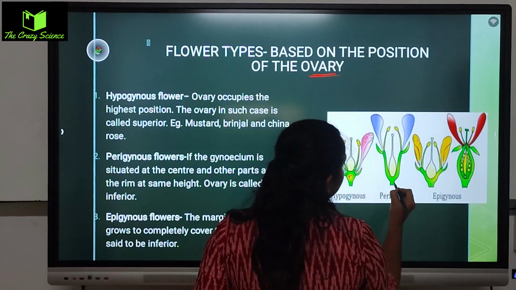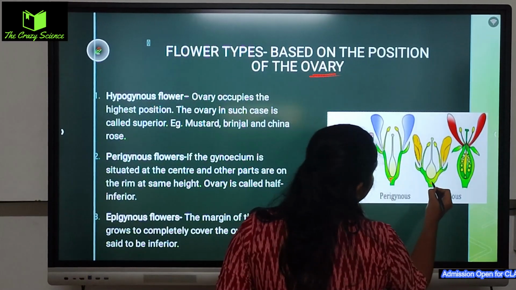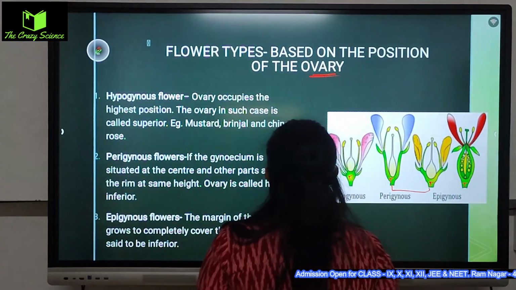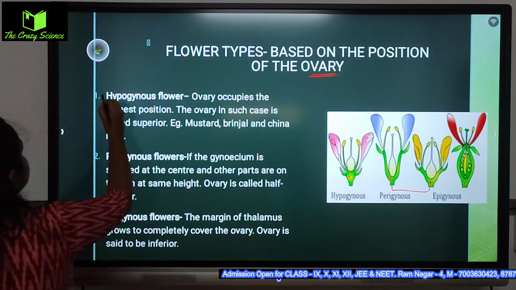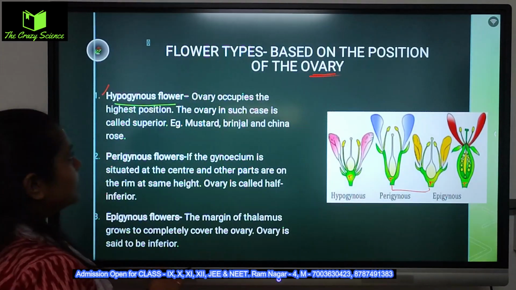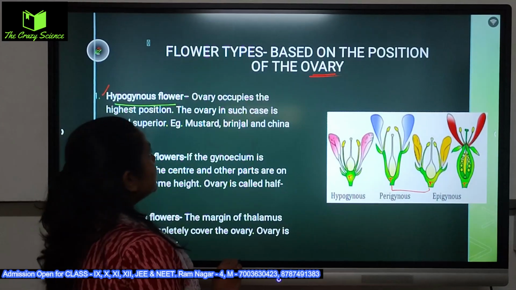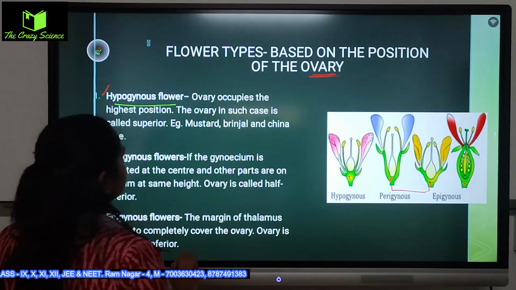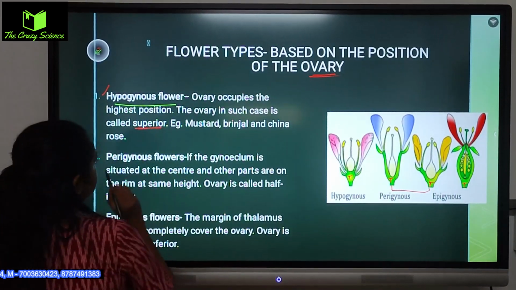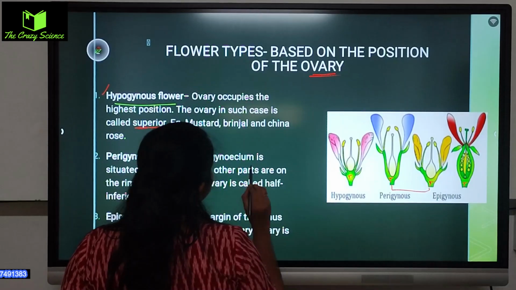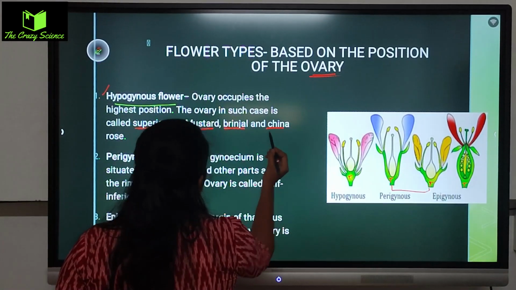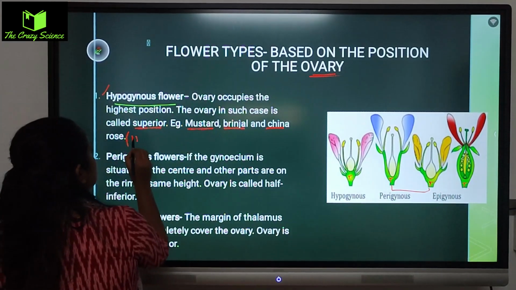তো থ্যালামাসের উপরে তাদের পজিশনের উপর ডিপেন্ড করে তাদেরকে আমরা কিছু টাইপসে ডিভাইড করতে পারি, ঠিক আছে. The first type is our hypogynous flower. Okay, in the hypogynous flower we can see that the ovary occupies the highest position, and the ovary is in such case called the superior. For example, mustard, brinjal and China rose. Mustard e dekhi, brinjal e dekhi, or the China rose, which is called the hibiscus.